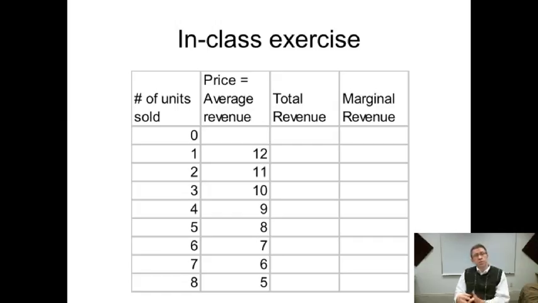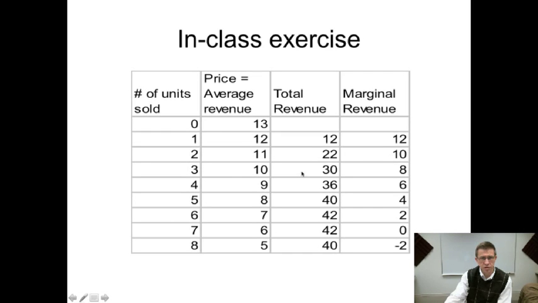Okay. Hopefully you've attempted this particular problem now. So total revenue is price times quantity. So we see 1 times 12 for a total revenue of 12 for 1 unit sold. 2 times 11 for 22, 3 times 10 for 30 for the 3 units sold, increasing to a high of $42 in total revenue. And actually, as you get to 8 units, the price keeps dropping, so the total revenue, in fact, drops.